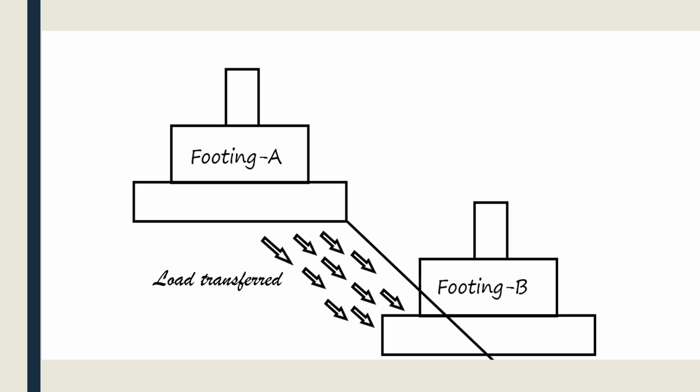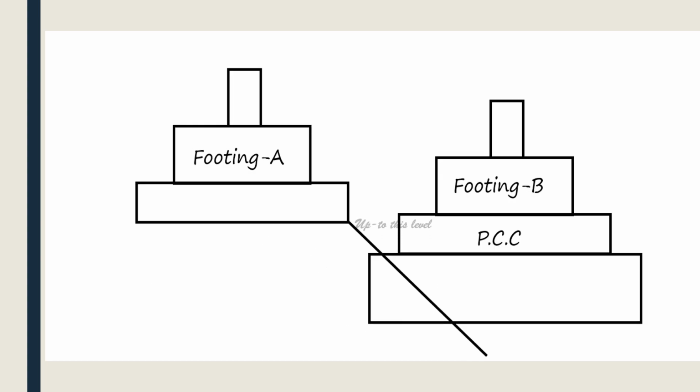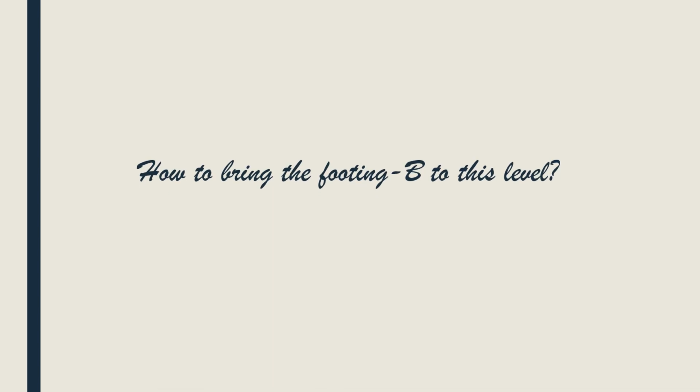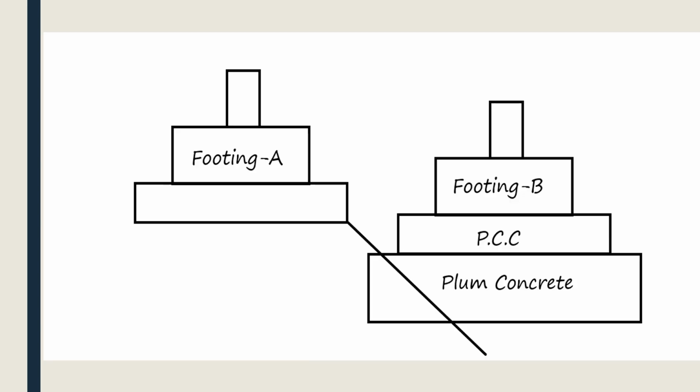Now, to solve this kind of problem, we must bring footing B to this level. By this, the forces from footing A will no longer be imposed on footing B. If we follow these conditions, then we are good to go for construction. You might have this question: how to bring footing B to this level? The answer is that we must fill this portion with plumb concrete.